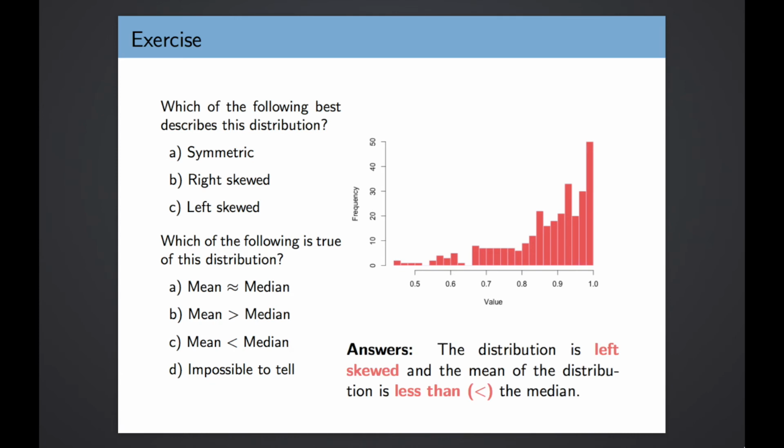Because the long tail of this distribution stretches out to the left, that means that the distribution is left skewed. And as we talked about earlier in this video, when a distribution is left skewed, the mean is going to be less than the median. So the mean is going to get pulled out toward the left in the direction of the tail of the distribution, whereas the median is going to stay closer to the high point of the distribution, here in the left skewed distribution, toward the greater values of the distribution.